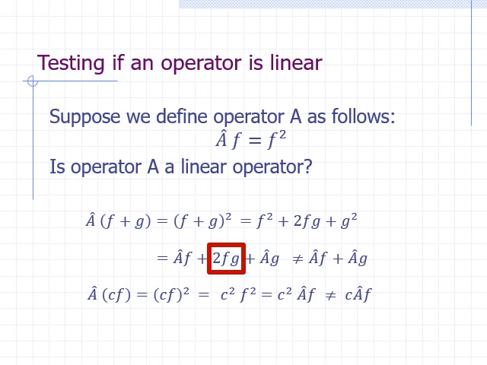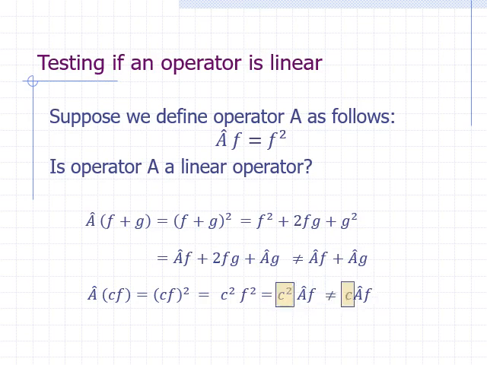Let's apply operator A on C times F, where C is a constant and F is an arbitrary function. The rule says to take the square of whatever we apply A on. So A applied on CF gives us the square of CF, which is equal to C squared times F squared. But F squared is what we get if we apply operator A on just F. So C squared F squared is C squared times A operating on F. This is not equal to C times A operating on F unless C is equal to C squared.